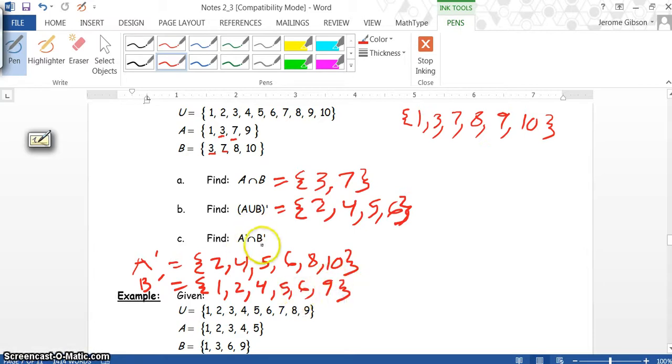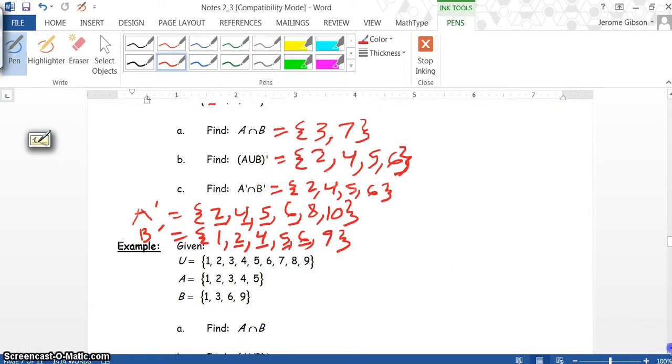So now we want to intersect these. We have 2 in common. We have 4 in common. 5 and 6. So it's 2, 4, 5, and 6. So A complement intersect B complement is 2, 4, 5, and 6. And that is the final answer.